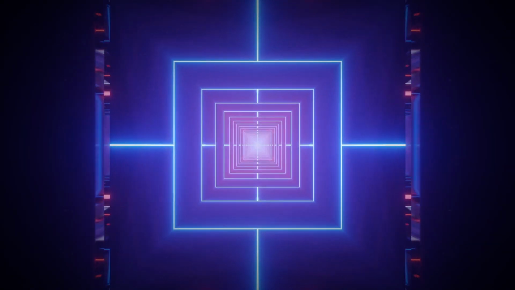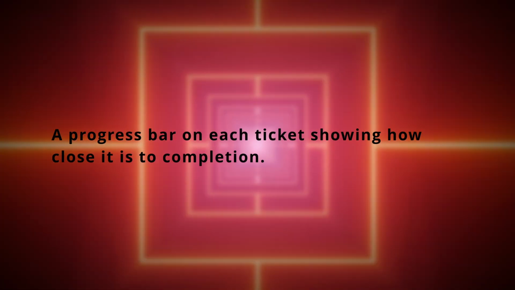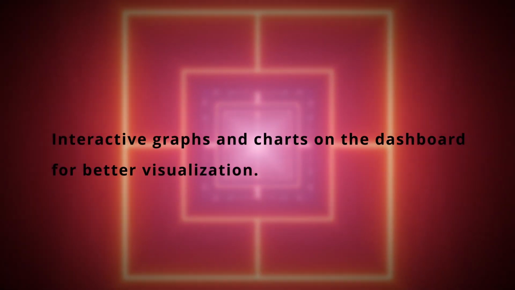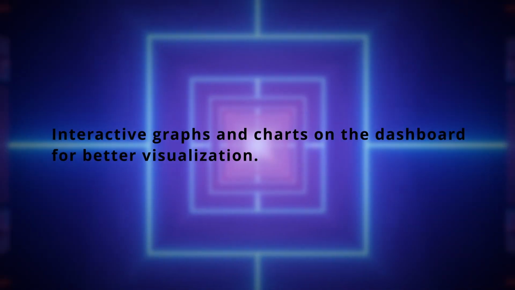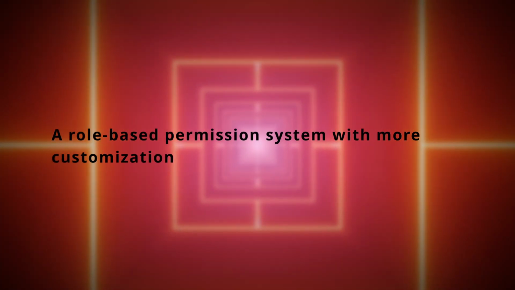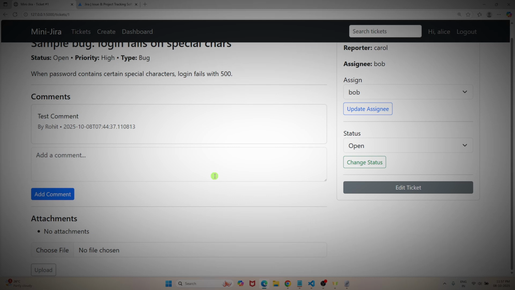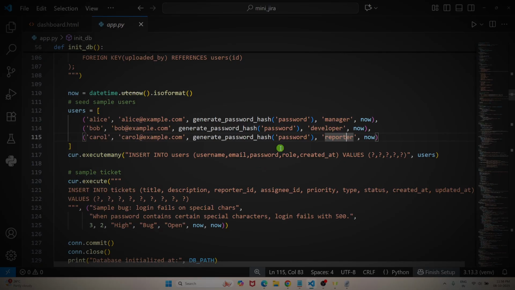Like I said, this project is still under development and I have some really fun ideas lined up for the next version. For example, I want to add a progress bar on each ticket showing how close it is to completion, interactive graphs and charts on the dashboard for better visualization, a role-based permission system with more customization, and even email notifications when tickets are updated. Basically, I want it to feel more like a real-world project management tool, but still simple enough that beginners can study it, understand the structure, and maybe even modify it for their own needs.